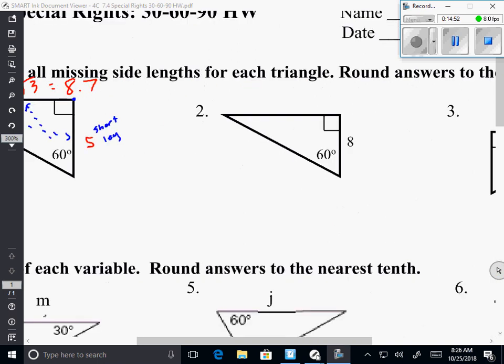We know the short leg. This is the short. This is the hypotenuse. This is the long leg. You label that every time. Short leg is 8. How long is the hypotenuse? 16. Long as the long leg. 8 square root of 3. Double checking.